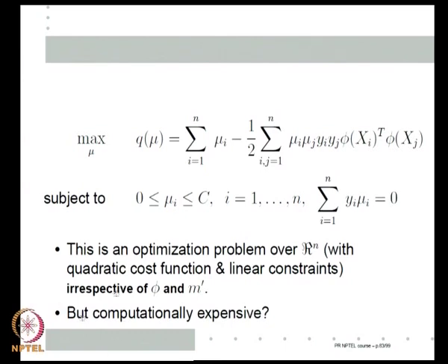Of course, in addition, even though the optimization problem remains of dimension n, effectively I am learning a hyperplane in a very high dimensional space. Are 1000 examples enough? The second problem we will solve much later, but this SVM method will efficiently tackle that, and we will see the reasons for it later. But right now, let us concentrate on the computational problem. How do I get rid of having to do this phi xi transpose phi xj?